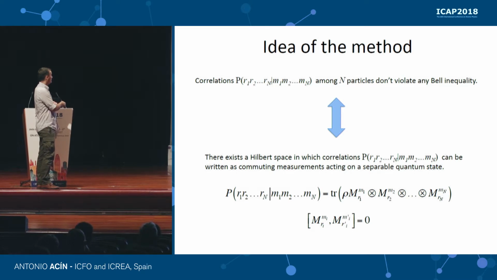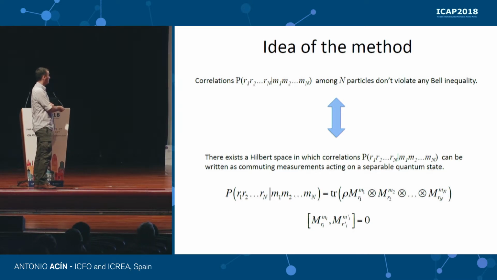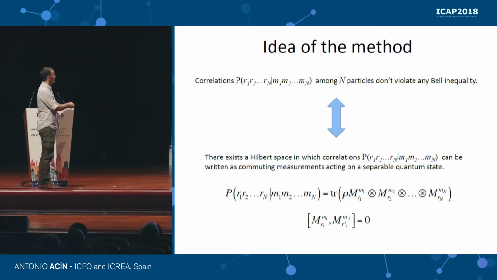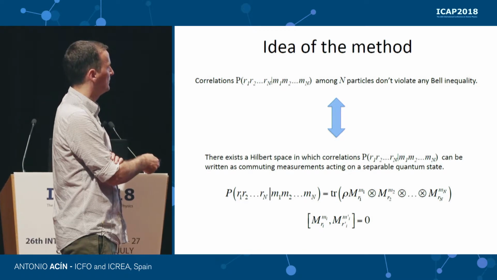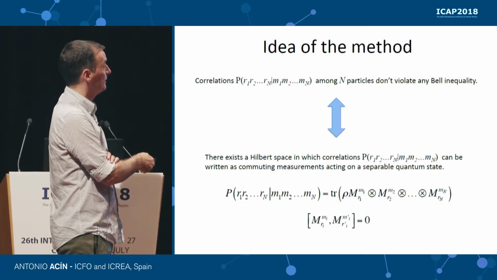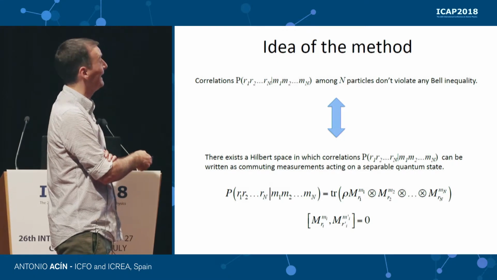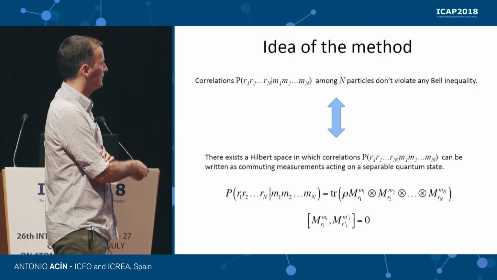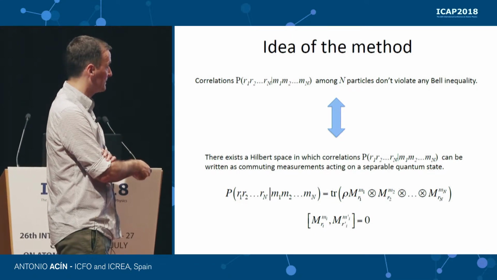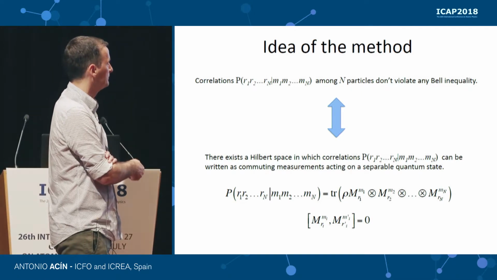What you can see is that I want to know whether some statistics are compatible with measurements acting on a separable state. Well, believe me, this is equivalent to saying whether these statistics are compatible with commuting measurements on a state, where all measurements commute, not only the measurements of different parties, but even the measurements performed by one party. So statistics from a separable state don't violate any Bell inequality, and equivalently they can be written as commuting measurements everywhere on a quantum state.